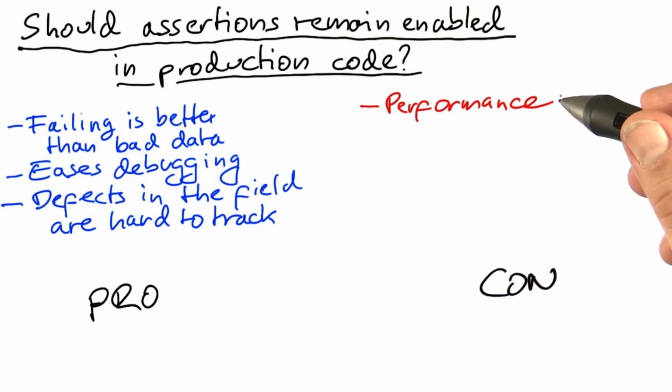The answer here is to first leave the assertions on, then measure which assertions actually do impact performance, and possibly do turn these off and leave the others enabled.